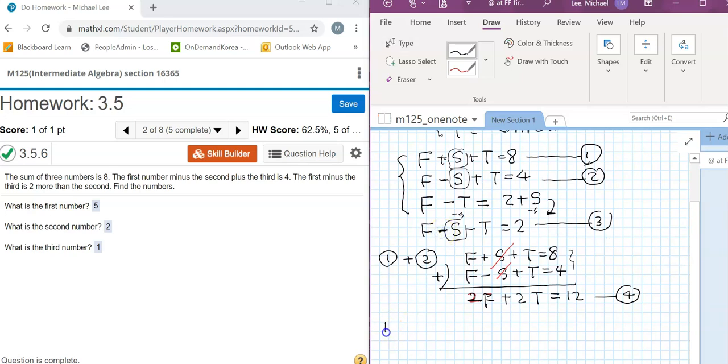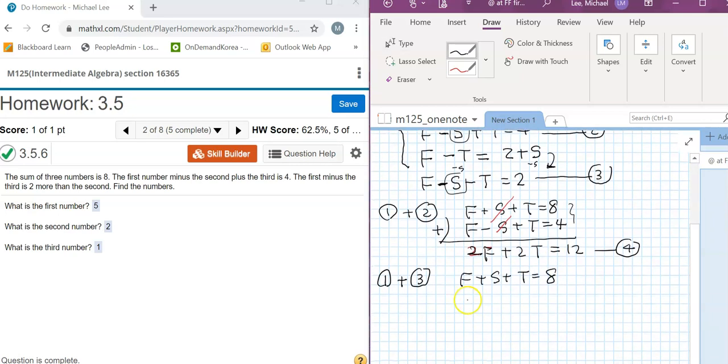Okay, and I also want to add 1 and 3, because 3 is also negative S. So 1 is F plus S plus T equal 8. The 3 is F minus S minus T equal 2. So when I add as before, F gets cancelled. But not only that, T gets cancelled. Okay, more cancelling is better. So this means 2F equal 10. When I divide by 2 both sides, I get F equal 5.